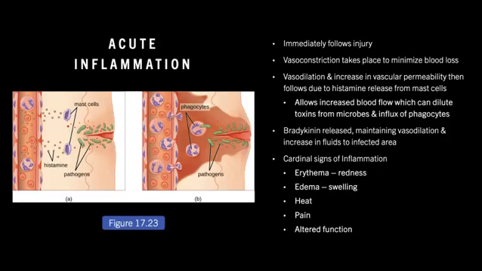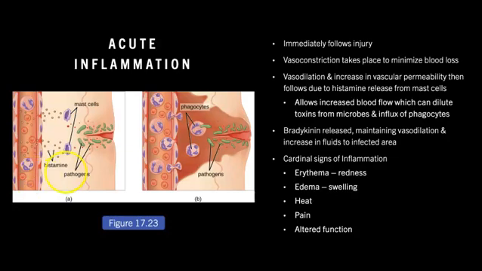This immediately takes place after we have been injured. We get vasoconstriction that first takes place to minimize any blood loss within the area. So here in this figure, you can see that there is a wound. So we vasoconstrict, conserve that blood, and then once we feel that the blood loss is not a threat anymore, the blood vessel, the capillary here, is going to vasodilate and increase vascular permeability.